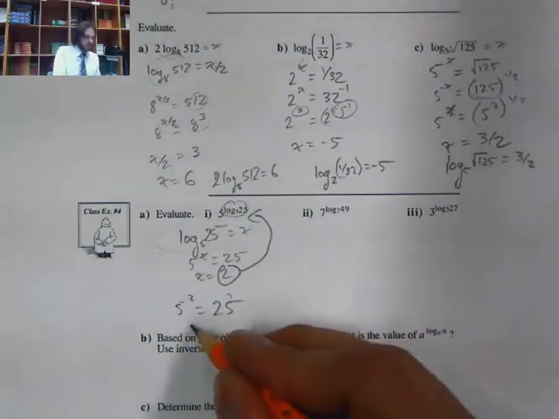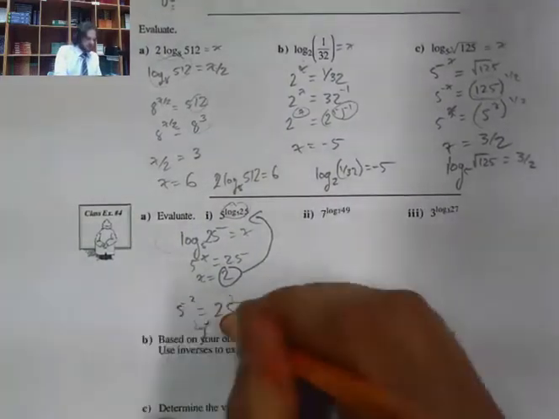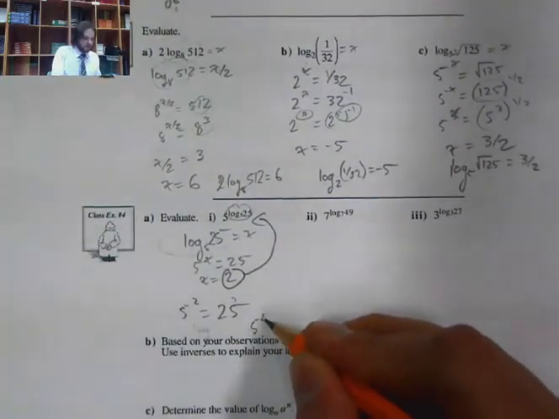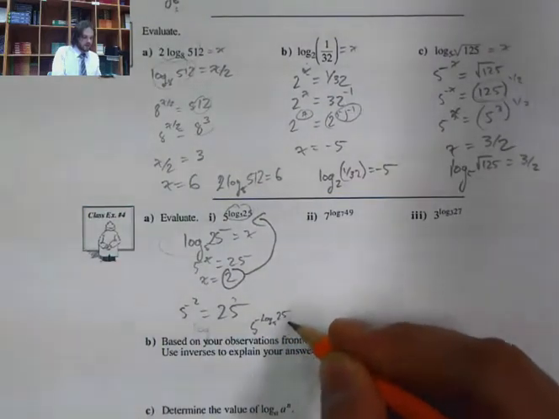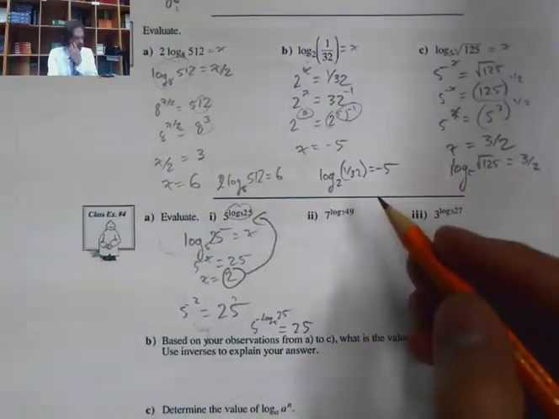So I have 5 to the power of log base 5 of 25 is equal to 25. That's it. Okay, let's try to look at this next one.